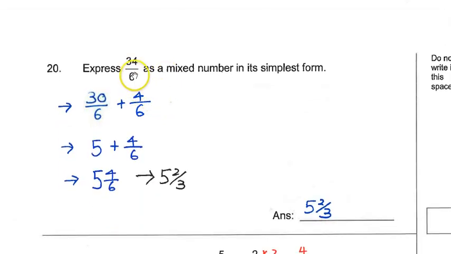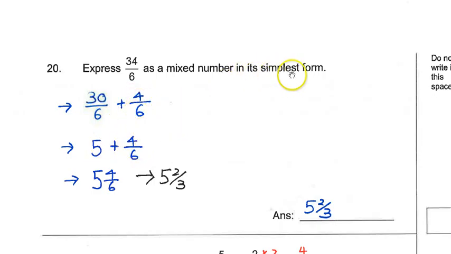Express this improper fraction as a mixed number. Now I can just break this into two parts. Now 4 over 6 is the remainder part, and this is 30 over 6, right? 30 plus 4 is 34 over 6. So 30 over 6 is actually 5. This 4 over 6 is the remainder over here.